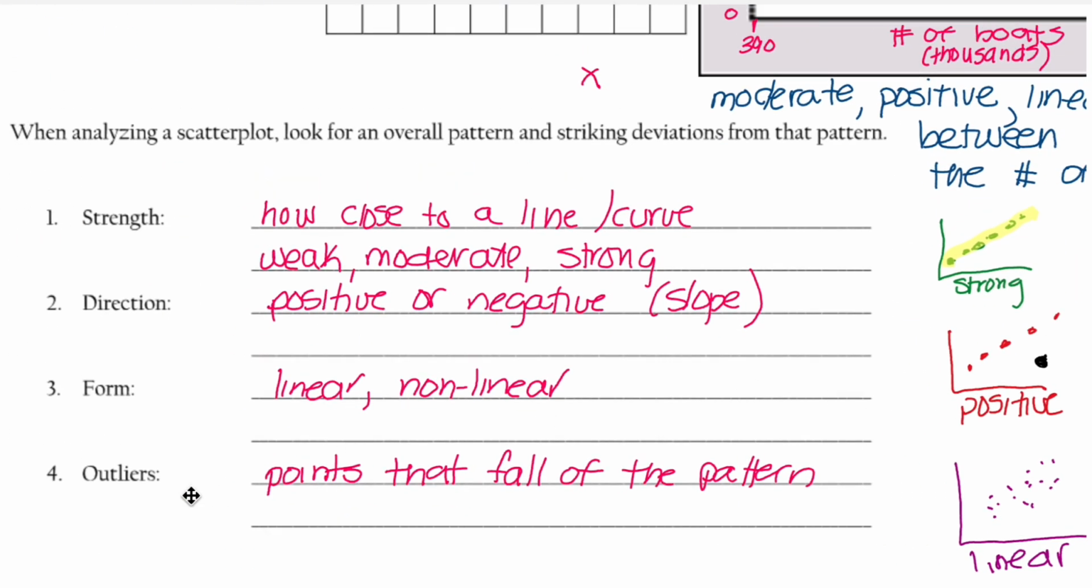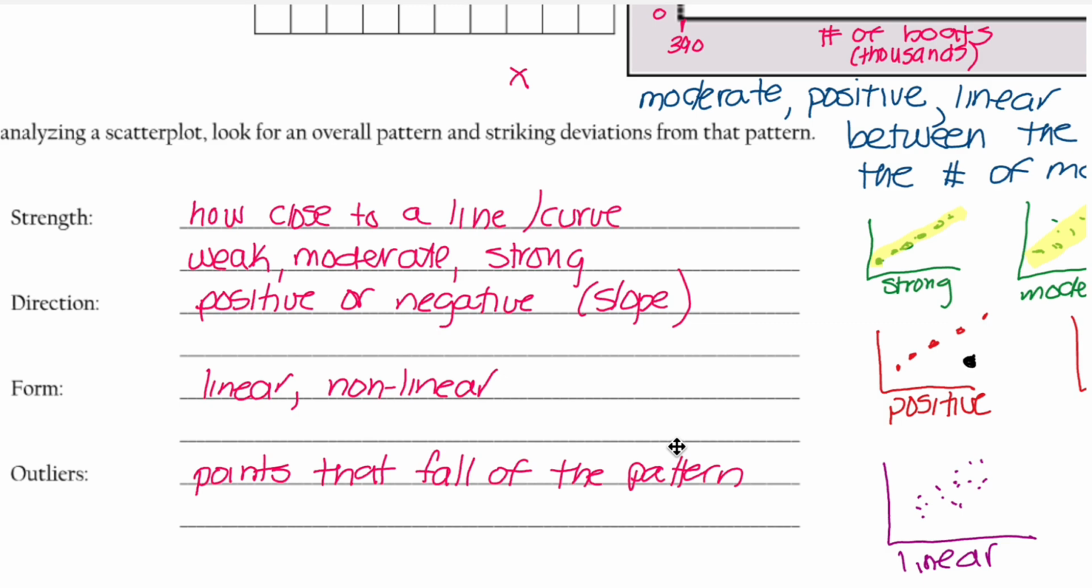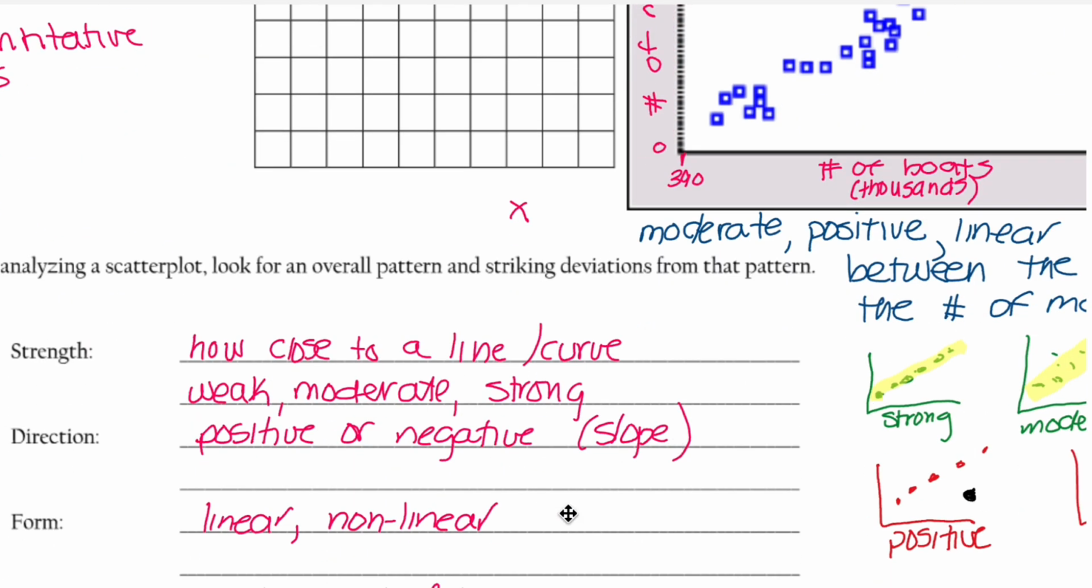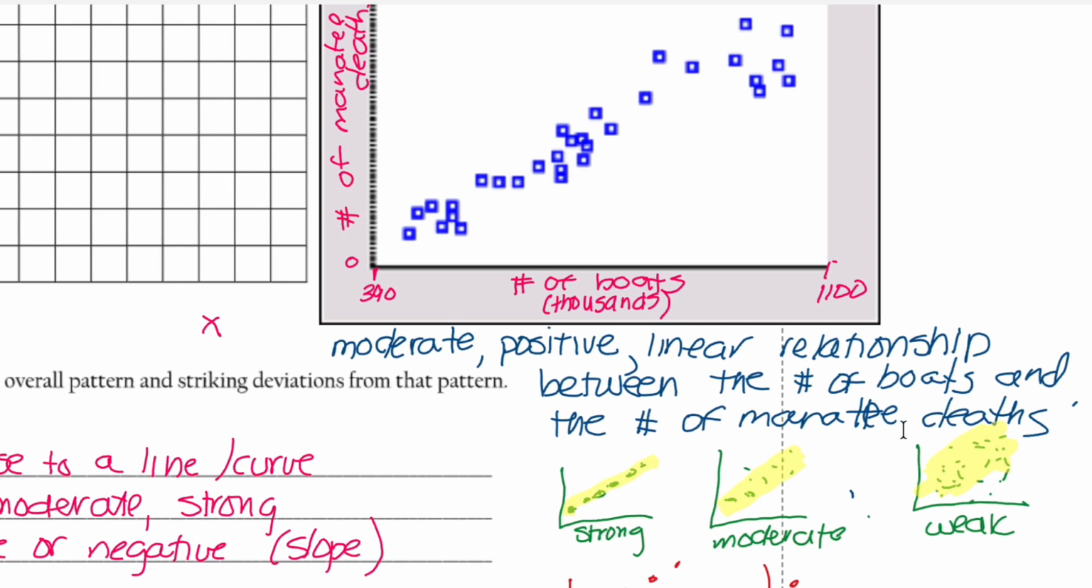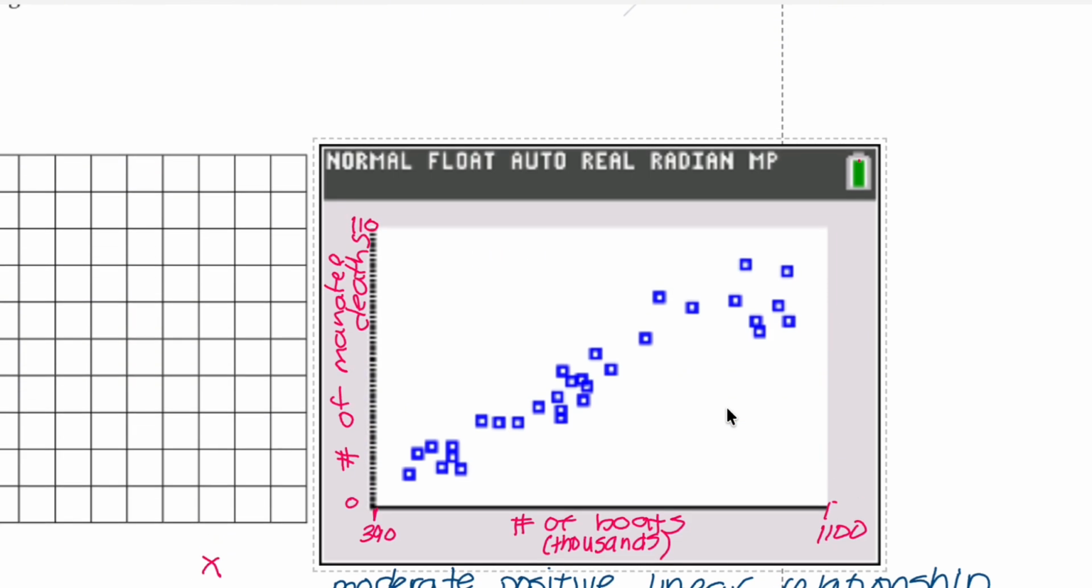Last but not least are the outliers. Outliers are points that fall far away from the overall pattern. Always check: are there any unusual points, and do they affect the trend? Both are questions you will want to ask yourself before you start to write the conclusion. So putting it all together, a strong AP-style response would sound like this. There is a moderate, positive, linear relationship between the number of boats registered and the number of manatees killed by boats. There do not appear to be any strong outliers. So basically what I wrote right here.